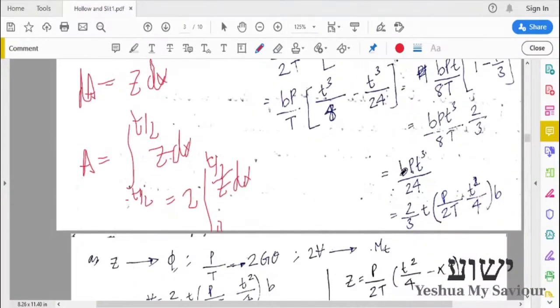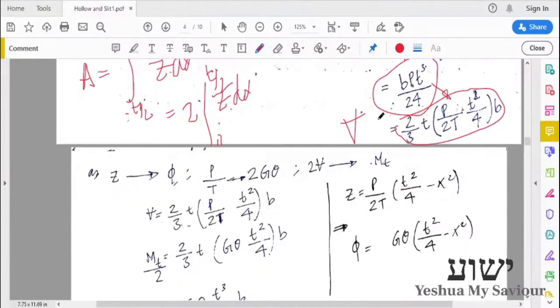If we integrate it, we will get the volume under the curve as 2 by 3 t into p by 2 t squared. To understand this, we'll get the volume equal to b p t cube by 24. This is written in a split fashion. So the volume is given by b p t cube by 24.